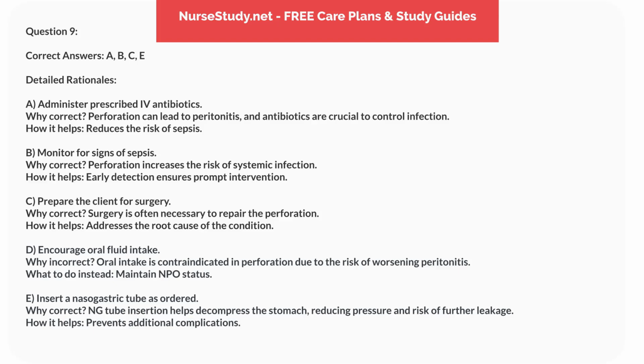D. Encourage oral fluid intake. Why incorrect? Oral intake is contraindicated in perforation due to the risk of worsening peritonitis. What to do instead? Maintain NPO status. E. Insert a nasogastric tube as ordered. Why correct? NG tube insertion helps decompress the stomach, reducing pressure and risk of further leakage. How it helps: prevents additional complications.